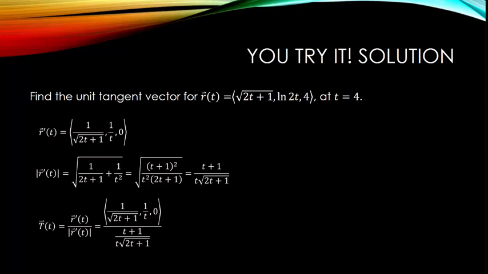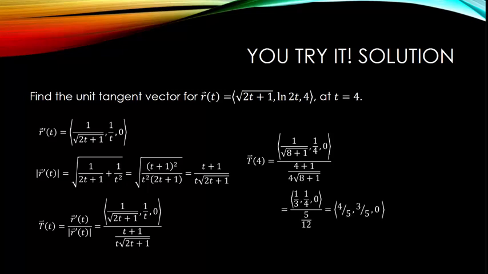The unit tangent vector, capital T of little t, is given by r prime of t over the magnitude of r prime of t. I put my vector for r prime of t over the magnitude of r prime of t. Then I plug in the value 4 for t. I get the components 1 over the square root of 8 plus 1, 1/4, and 0, divided by 4 plus 1 divided by 4 times the square root of 8 plus 1. This reduces to the components in the top of 1/3, 1/4, and 0 over 5/12, and I get a unit tangent vector with components 4/5, 3/5, and 0.